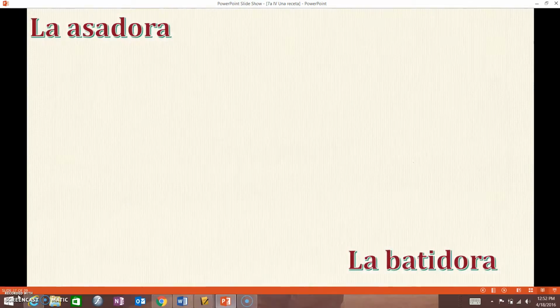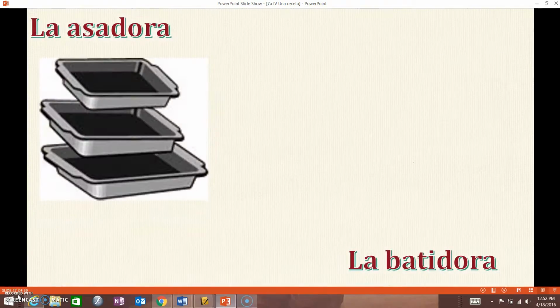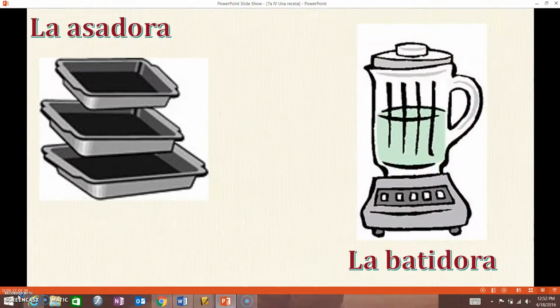En la cocina tenemos muchos aparatos. We have a lot of appliances. La asadora, asar is to roast. So la asadora es una cosa que se usa para asar. It's like a roasting pan or a pan to use in the oven. La batidora es la cosa que se usa para batir. So batidora is to beat. So you can use a mixer or a beater. In this case, a blender. A batidora would be a blender.